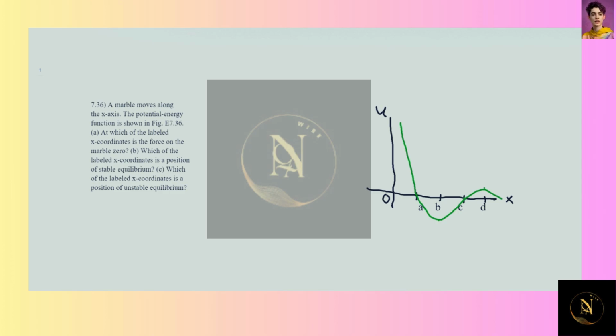In the context of potential energy, remember we have an equation that tells us that the force on a particle at a certain point is equal to negative the derivative of the potential energy with respect to that variable. So that means that wherever we have the slope equal to 0 is where we're going to have the force on the marble equal to 0. And in order to tell that on a graph, that's the point where it's horizontal. So that's going to be at points B and D.